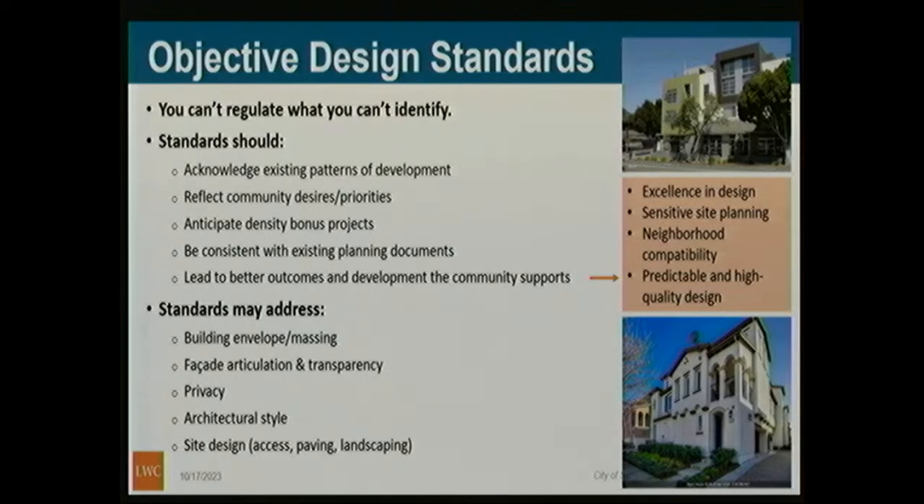And the thing to remember is, because of SB 330, no subjective standards, what that means is there's no discretionary review for multifamily or residential mixed-use projects for anything with more than one unit. There's no discretionary review, which means no design review, no discussing the project with the Planning Commission and getting it through that way, because that's based on an individual's evaluation and subjective judgment. So ultimately, the standards need to be objective, and that's an opportunity for communities to say what they want. Ultimately, the standards should enforce excellence in design, sensitive planning, compatibility, and design that's high quality and also predictable. You know what you'll get. This is the opportunity to identify that.